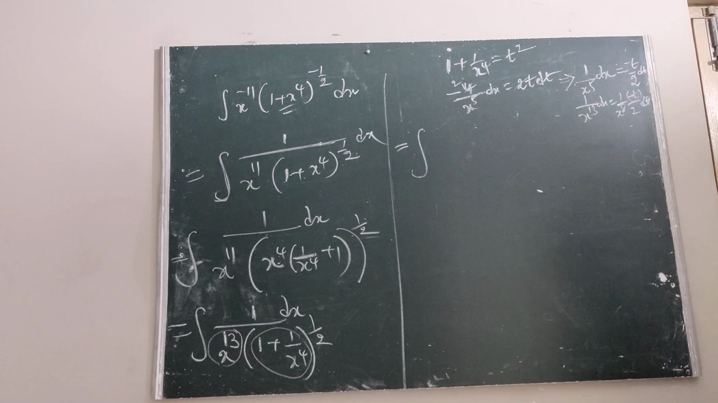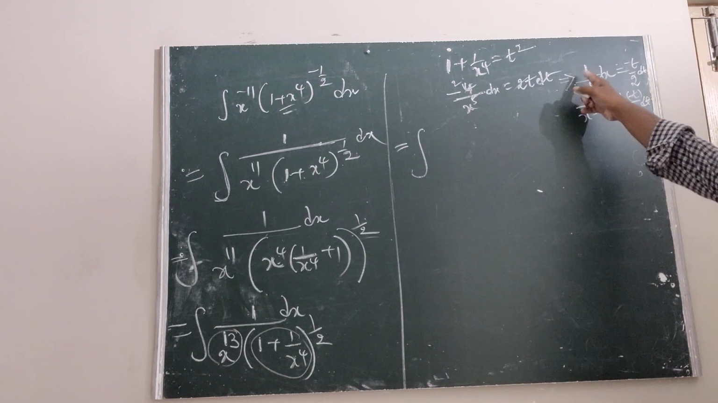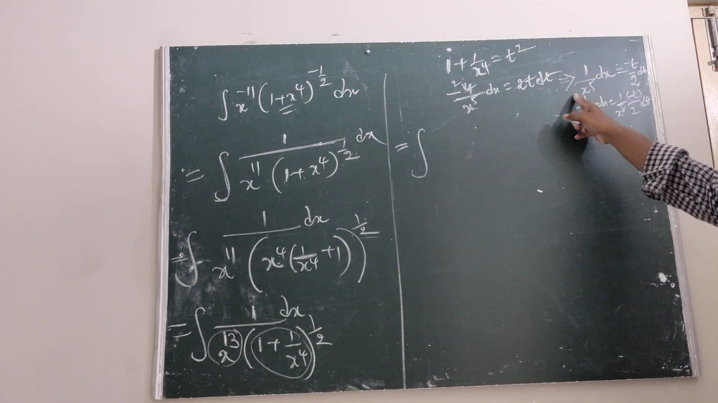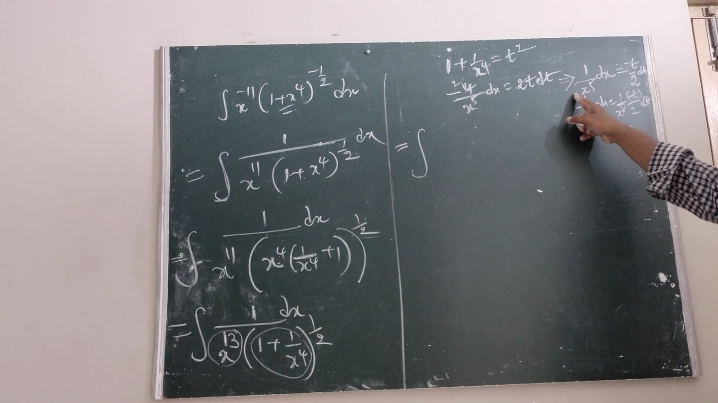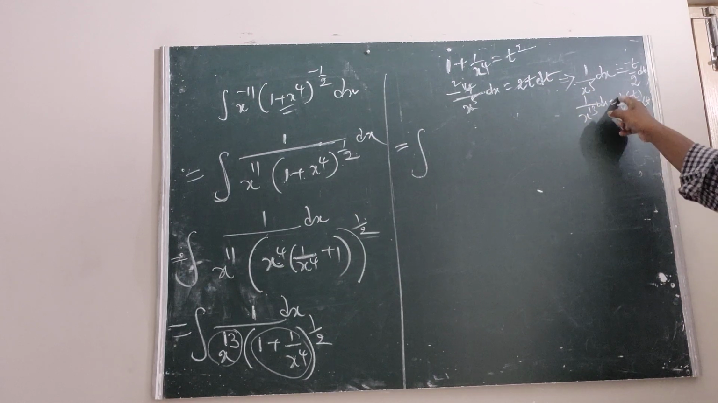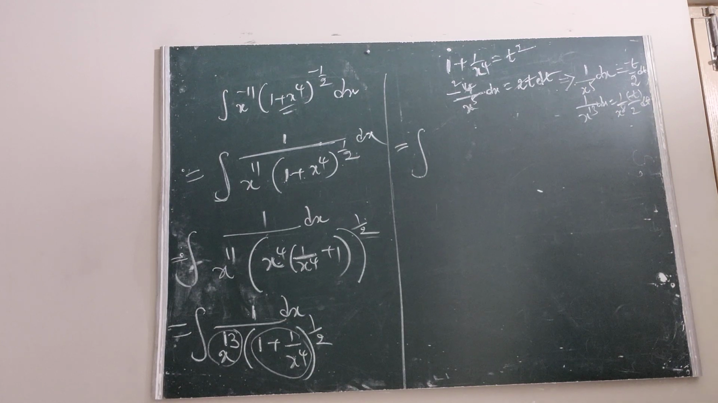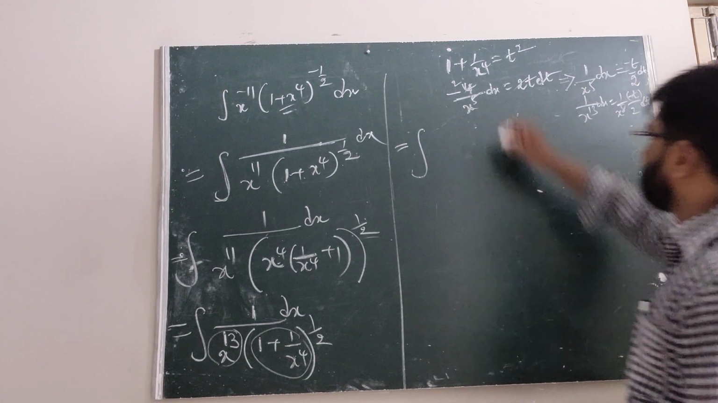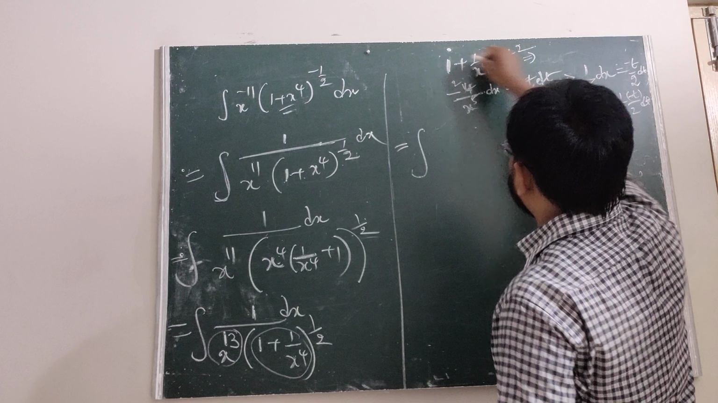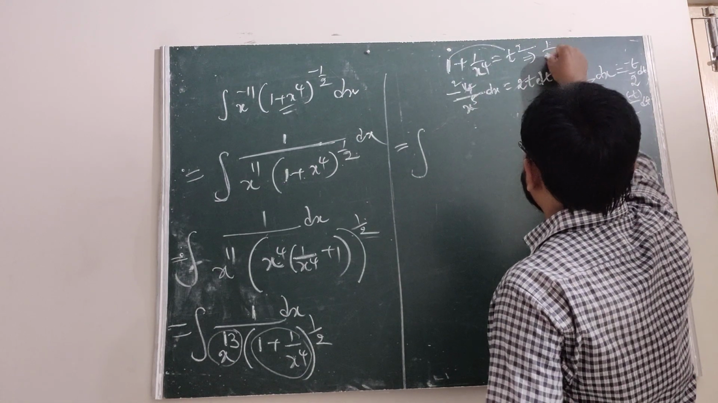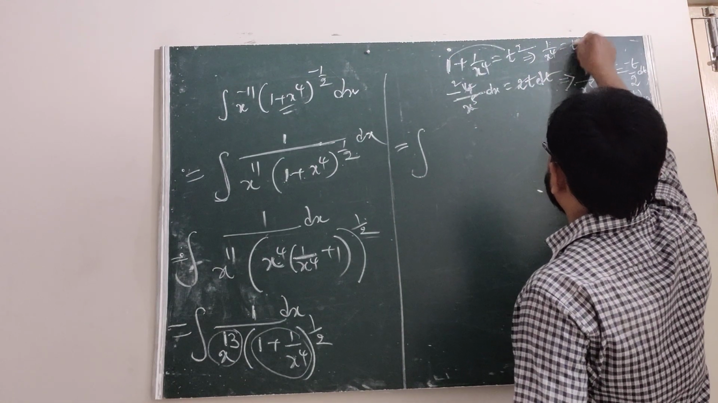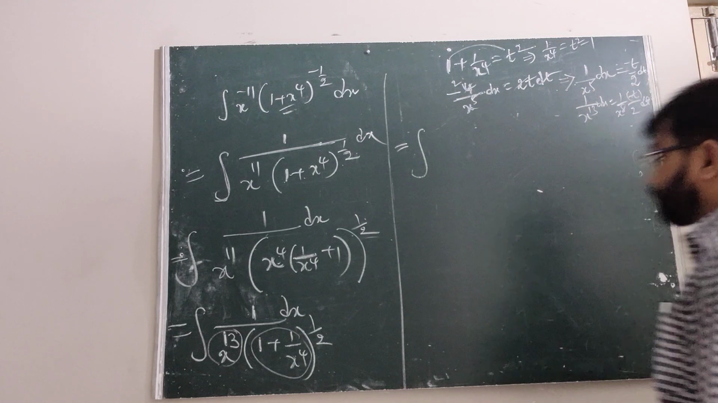Is it clear? What is happening here? On both sides, we have to multiply with 1 by x power 8. 8 plus 5 is 13. So 1 by x power 8 times minus t by 2 dt. What is x power 8 here? 1 by x power 8. This is sent to the other side. Plus 1, 1 by x power 4 equals t square minus 1.